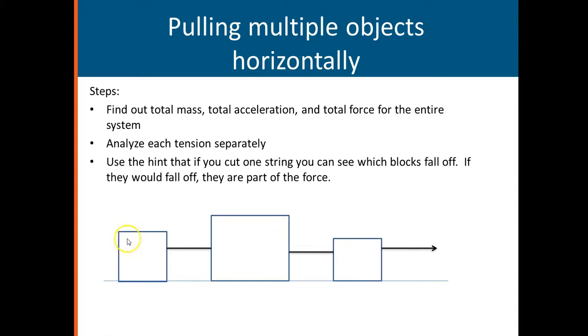And so if I cut this rope, this third box would fall off. And so that means that this tension rope right here is really only responsible for this box. And so when you were trying to find the force here, you would just do the mass of this box times the acceleration of the entire system.